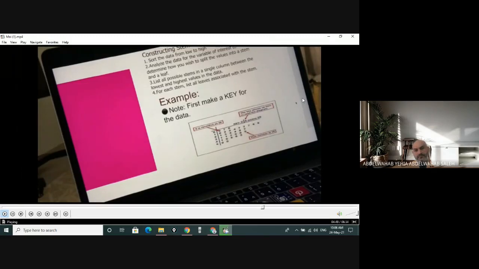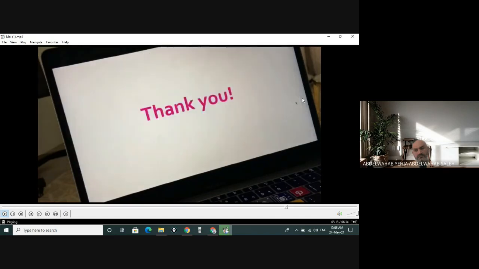Constructing stem and leaf diagrams. Number 1, sort the data from low to high. Number 2, analyze the data for the variable of interest to determine how you wish to split the values into a stem and leaf. Number 3, list all possible stems in a single column between the lowest and highest values in the data. Number 4, for each stem, list all leaves associated with the stem. Example, note, first make a key for the data, as explained in the picture below as well.